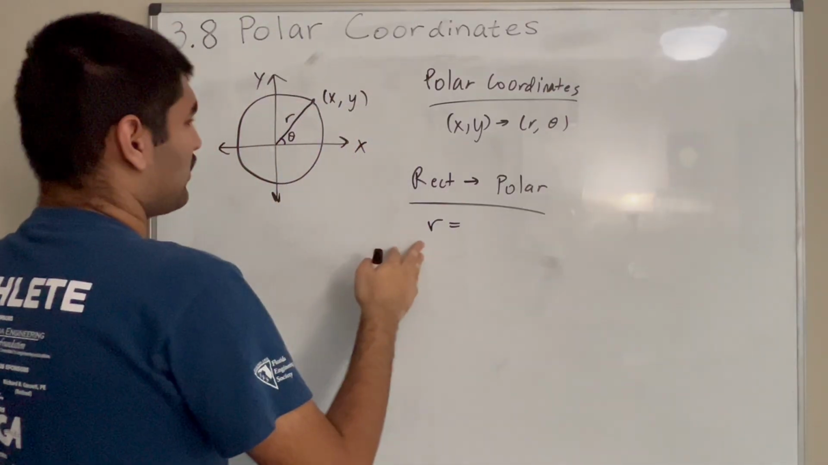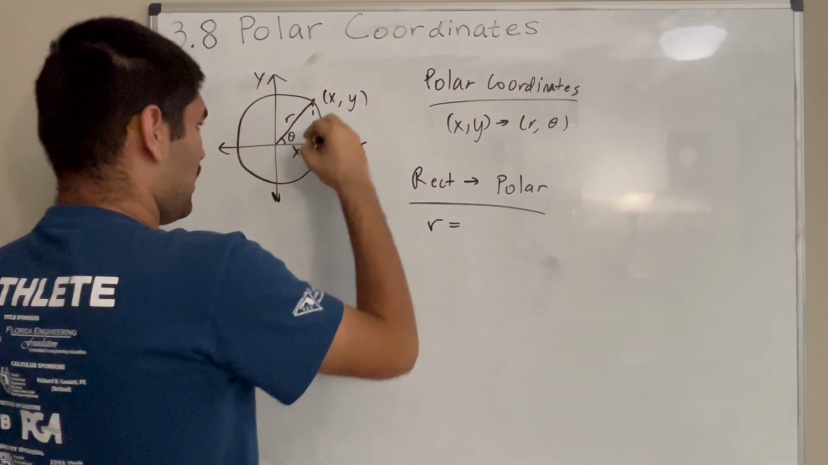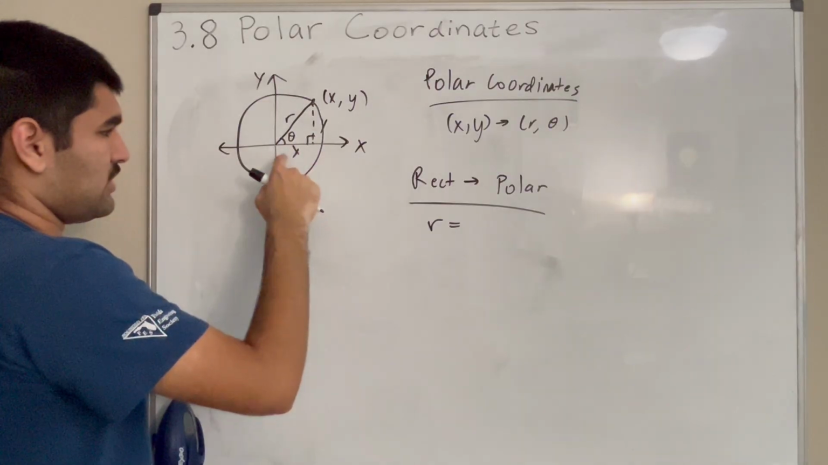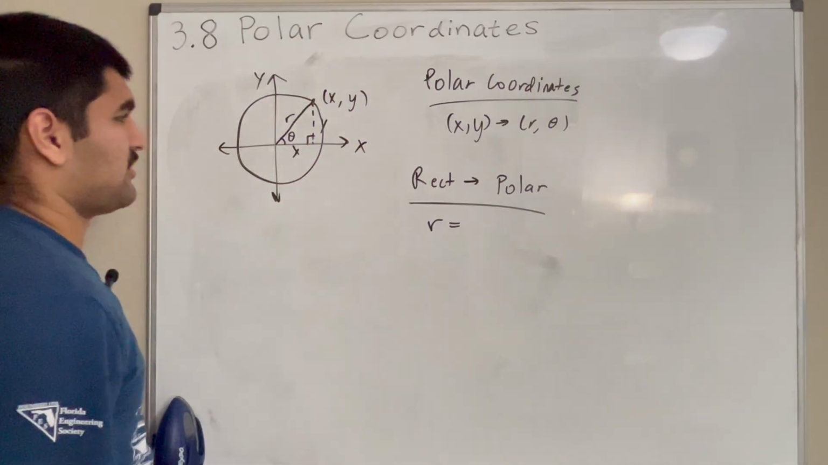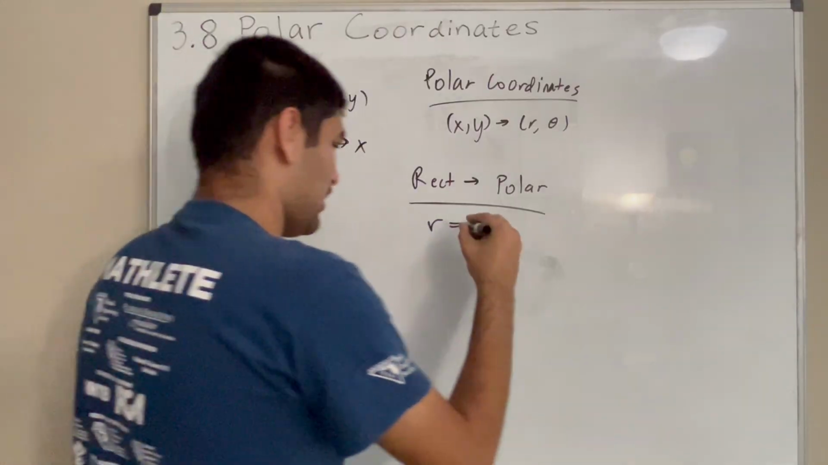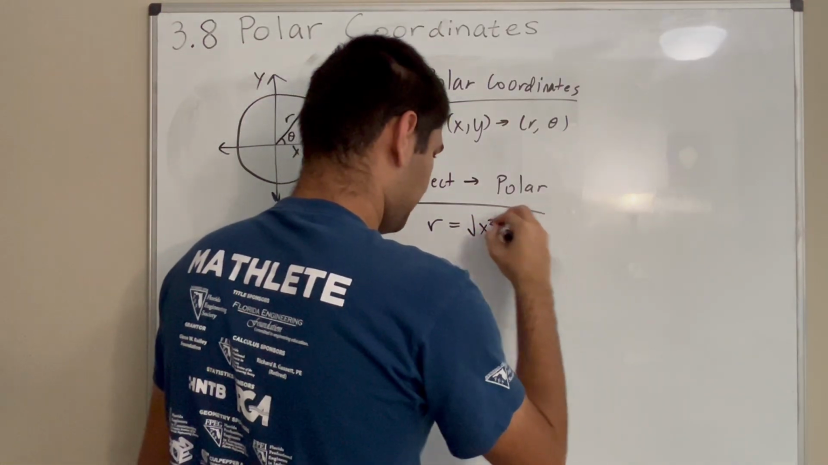So to find r, that's pretty easy, right? Because we can just draw the following triangle, and then realize that this side length right here is x, and this side length right here is y, and then we can simply apply the Pythagorean theorem to find r. So applying the Pythagorean theorem, you get r is equal to the square root of x squared plus y squared.